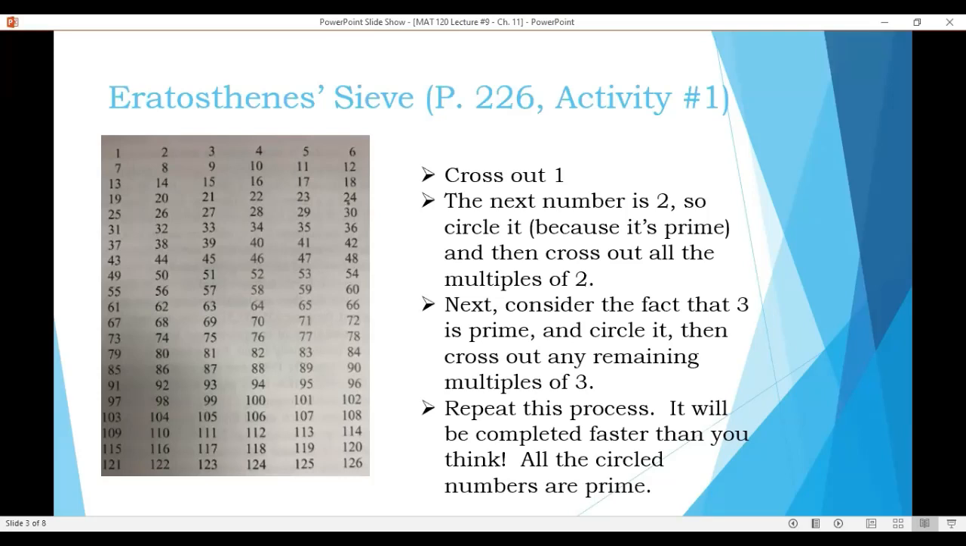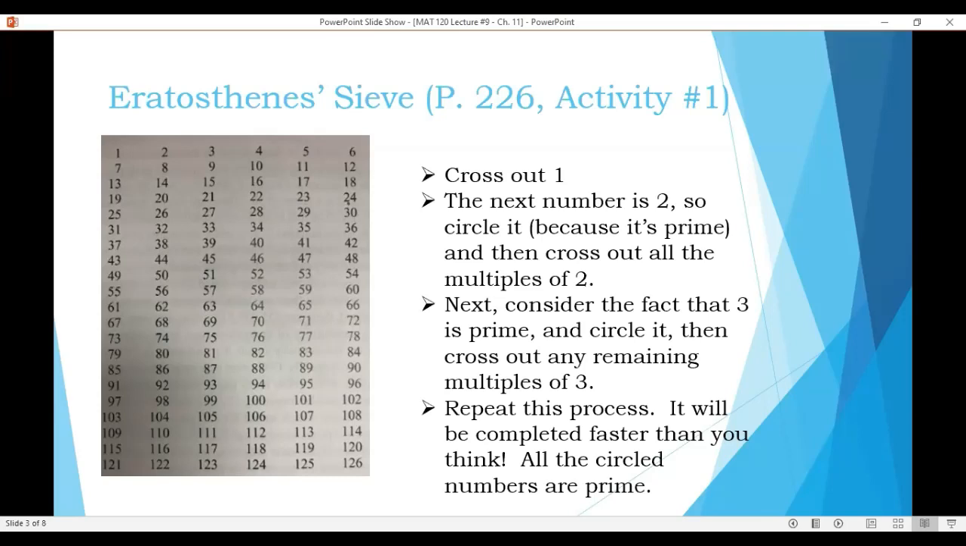The first step of Eratosthenes' sieve will always be exactly the same step. Cross out the 1, because 1 is always going to be eliminated when you're considering what numbers are prime. 1 is neither prime nor composite, so 1 is out of the picture, so we cross it out. The next number after 1 that we see is the number 2. We're going to circle it, because it's the first number after the last thing that we've crossed out, which was 1.